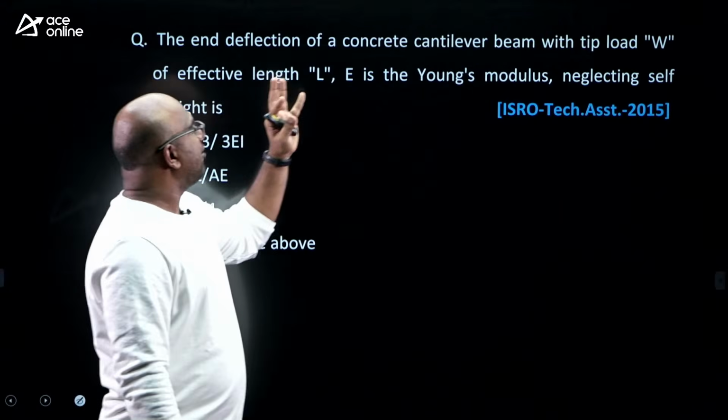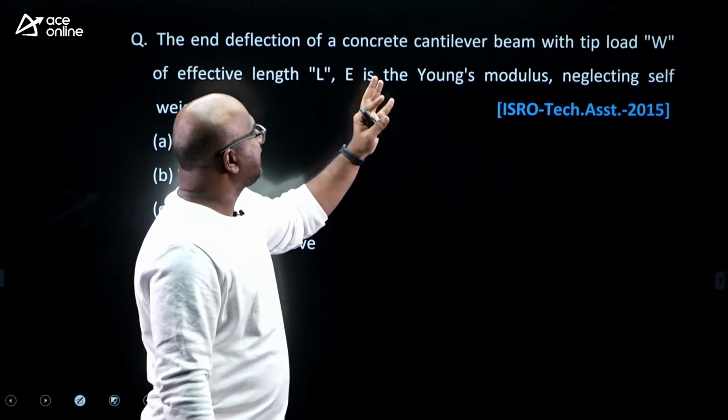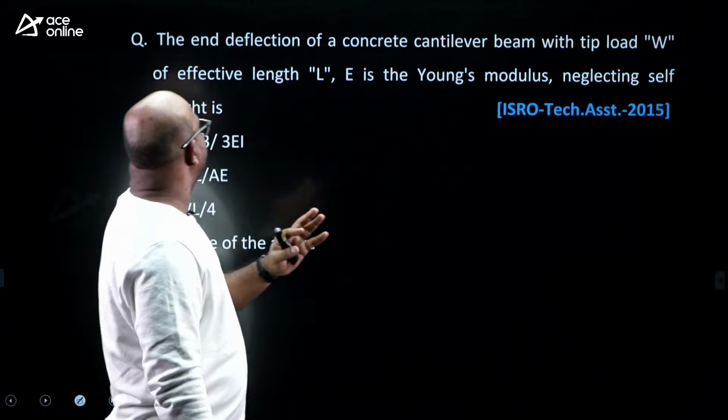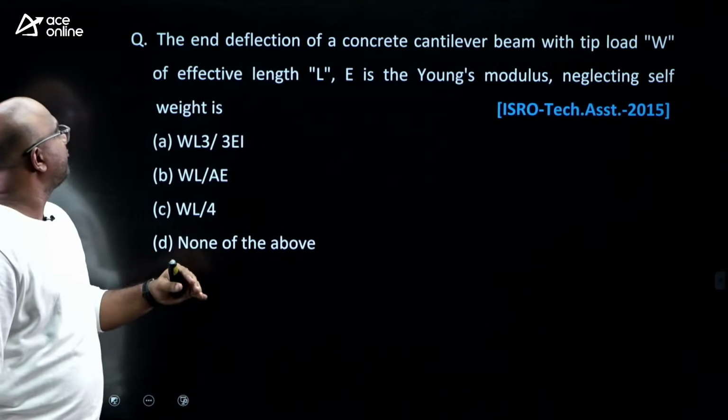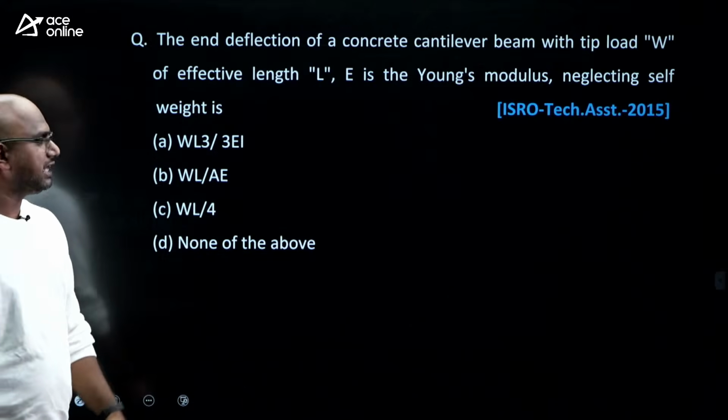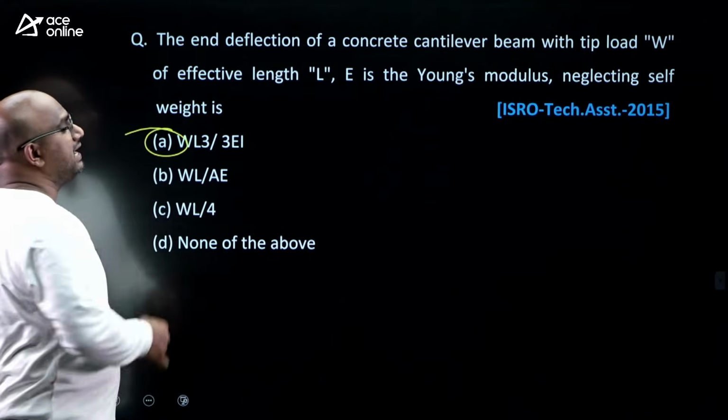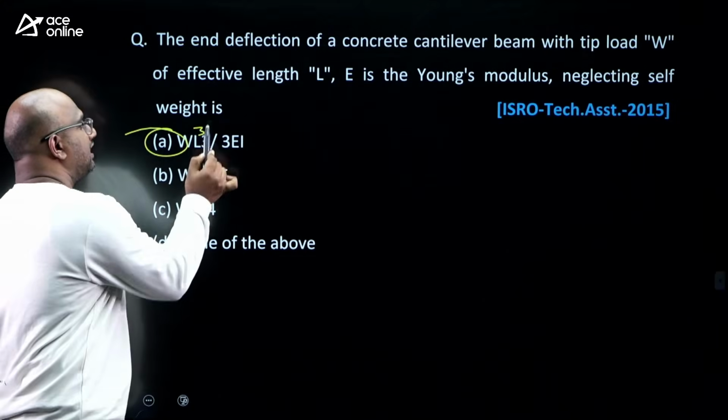Next, the end deflection of a cantilever beam with tip load W of effective length L, E is the Young's modulus, neglect the self weight. Deflection, how much, guys? Without second thought, WL cube by 3EI, it is a cube, guys, WL cube by 3EI.